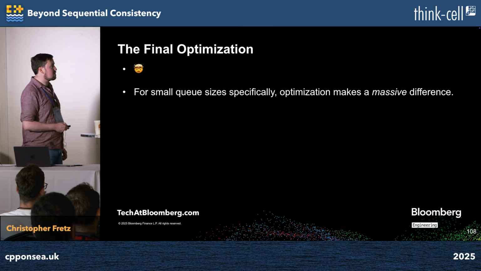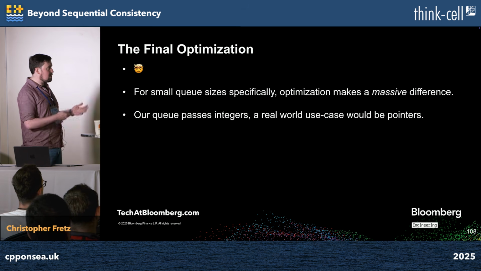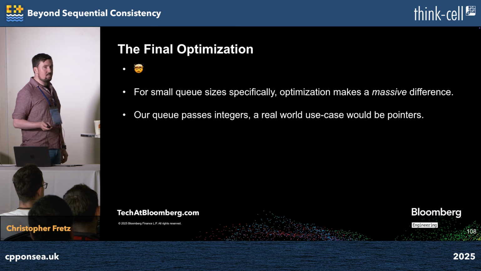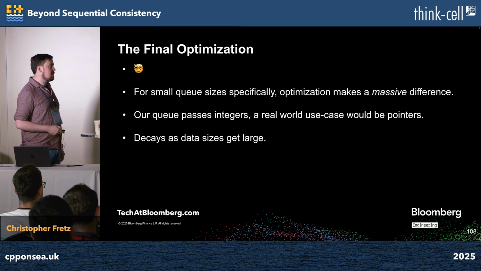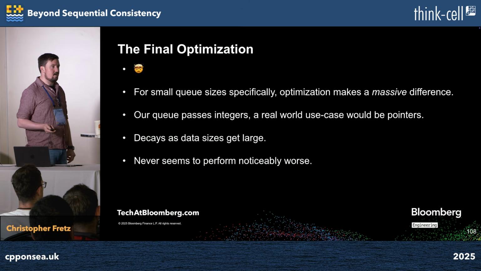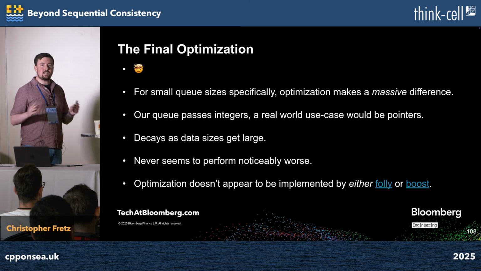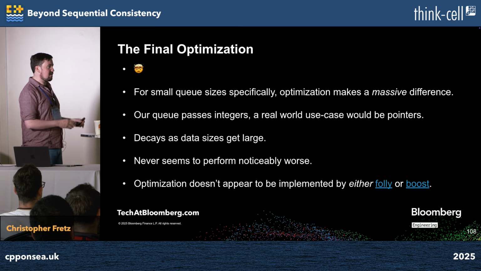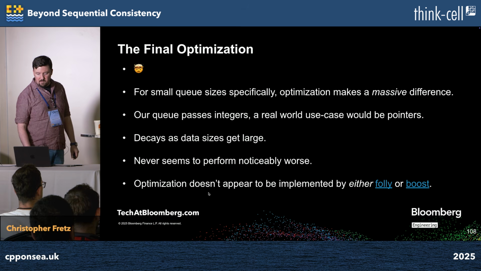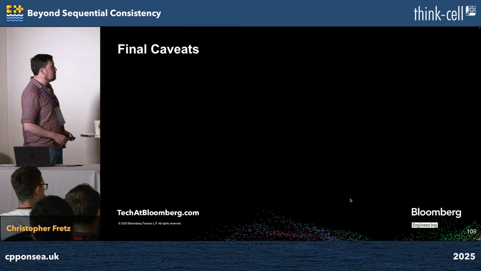For small queue sizes specifically, the optimization makes a massive difference. Our queue is passing integers; a real world use case would be pointers. It decays as data sizes get large, but it never seems to perform noticeably worse in my experience. And the interesting thing here, which may be because they did the work and discovered that it just doesn't matter for real world applications, is that this optimization does not appear to be implemented by either Folly or Boost. So kind of interesting. But cool.